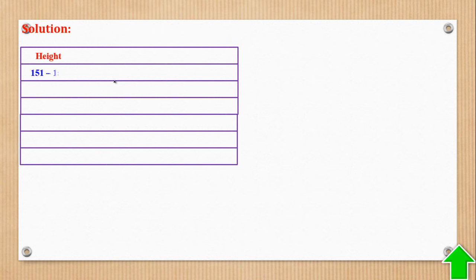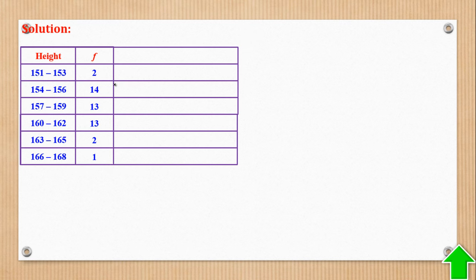We shall need the heights which are given in the question. Then the number of students will give us the frequency. So F means frequency. So you'll put it there. Now they ask for median height. So for median, we need cumulative frequency and class boundaries. So cumulative frequency, put it here. Then this plus this, this plus this, this plus this, this plus this, this plus this. So that's how they get cumulative frequency.